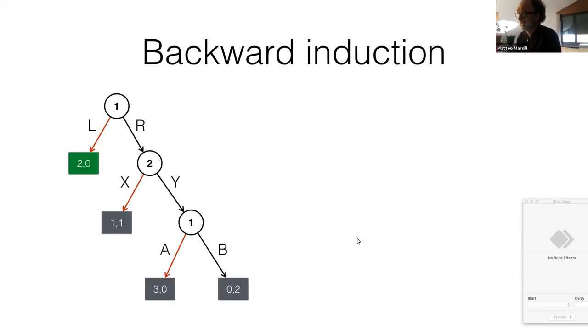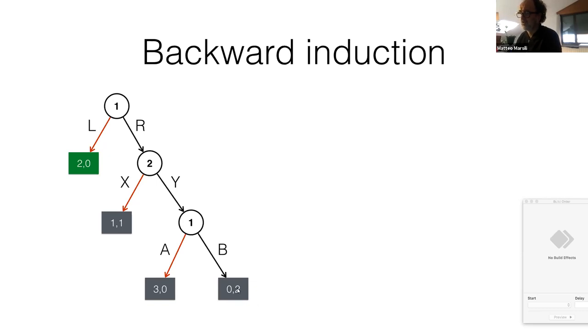Okay, so there is another way in which we can think about finding Nash equilibrium, which is what is called backward induction. So let me explain backward induction for this very simple case. This is a game where player one first has to choose L or R. If player one chooses L, the game finishes and this is the payoff. If player one plays R, then it is player two's turn. He can choose X or Y, and if he chooses Y, then it's again the turn of player one, and player one can choose A or B, and these are the terminal nodes.